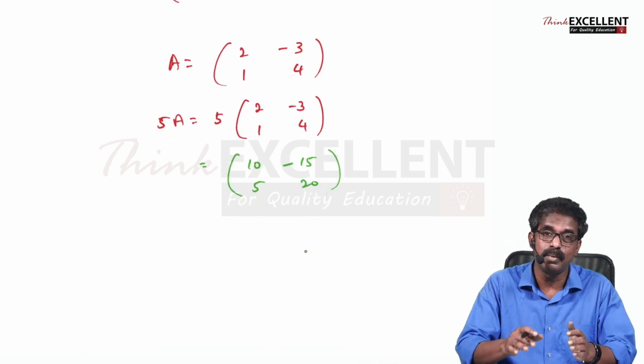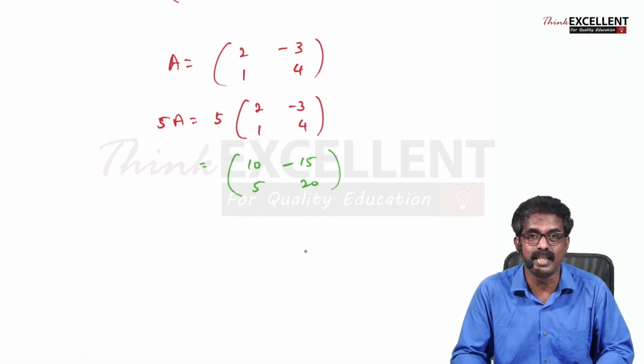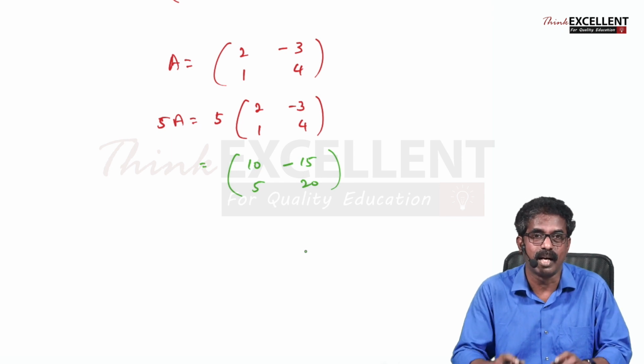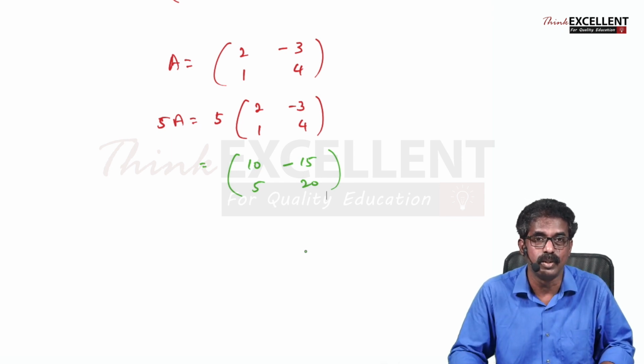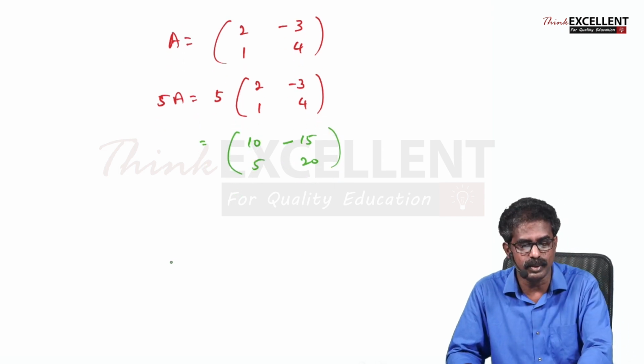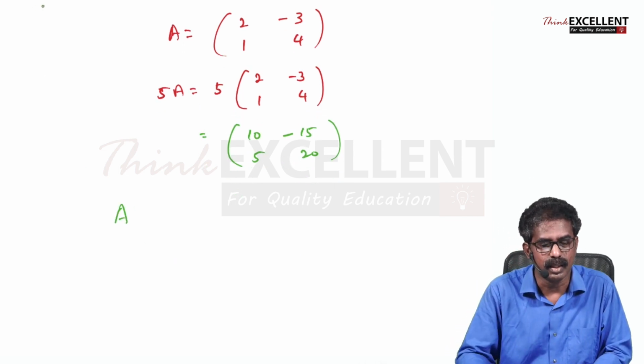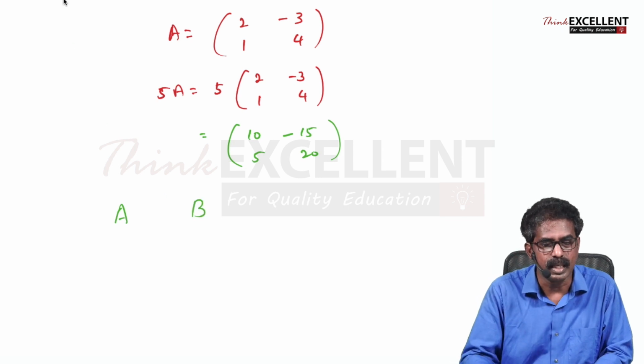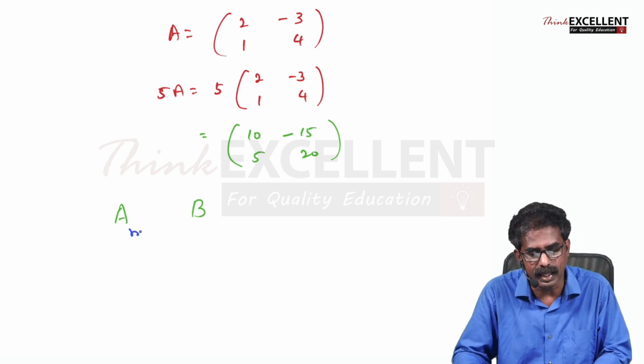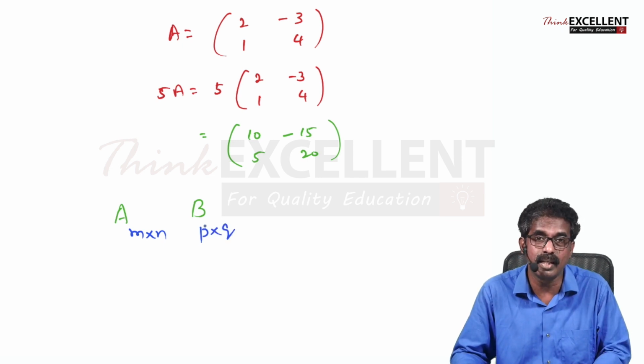But later we study matrix multiplication, right? That is very, very important, right? How to multiply two matrices. You can't simply multiply any two matrices, right? There is some condition. Suppose A is a matrix and B is another matrix. A's order is M by N. B's order is P by Q. When can you say AB exists?